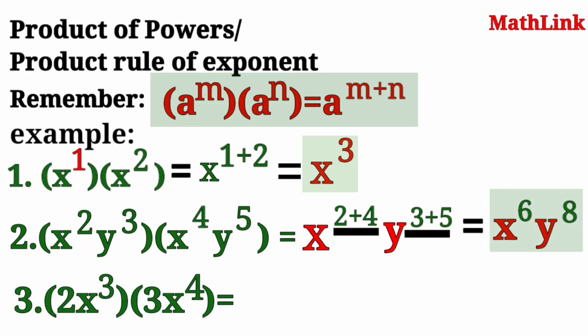Example number 3. 2x cubed times 3x to the fourth power. To multiply this expression, multiply 2 times 3 is equal to 6. Copy the base x, and add the exponents of x. 3 plus 4 is equal to 7.